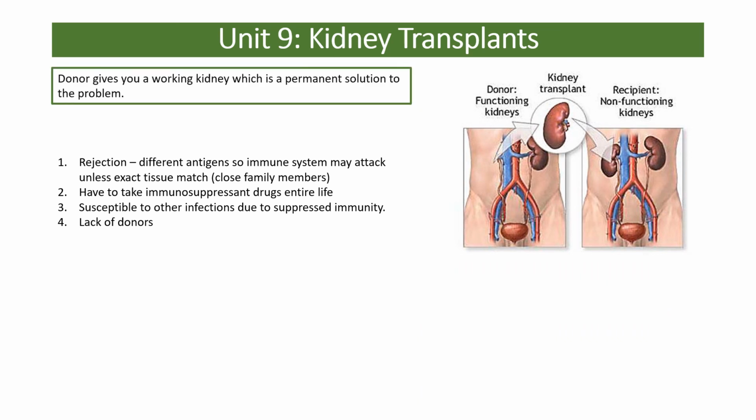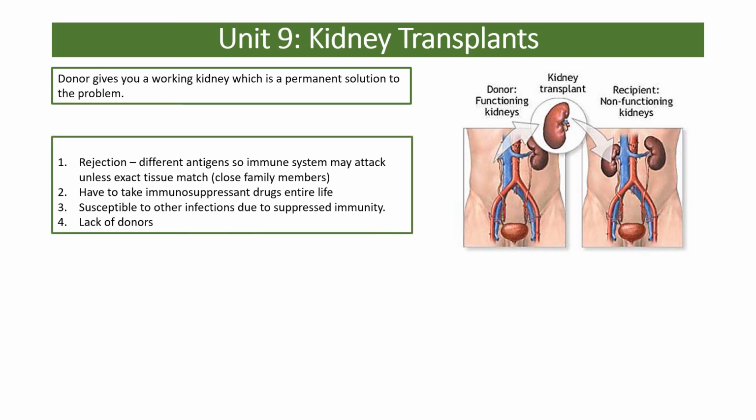It's when a donor gives you a working kidney, and that is a permanent solution to the problem. However, there are issues with kidney transplants. So there is a rejection issue, and this is because, if you remember, cells are covered in markers called antigens that your immune system checks up on to make sure there aren't any pathogens in your body, any disease causing cells in your body. And because everyone has slightly different antigens, your immune system may detect it and think that the replacement kidney, the donor kidney, is actually something trying to attack your body.